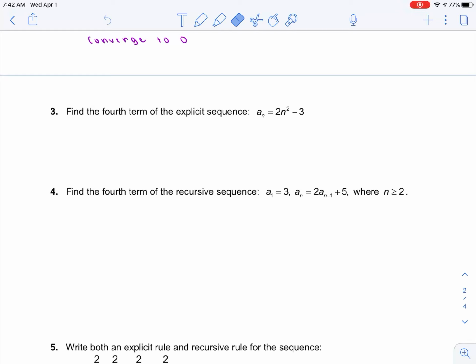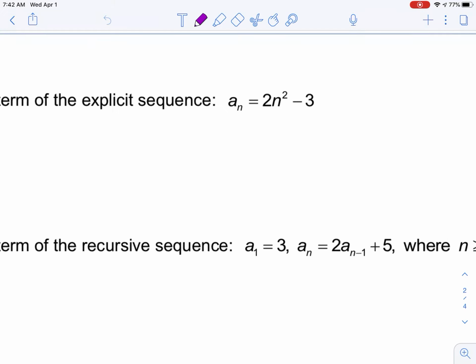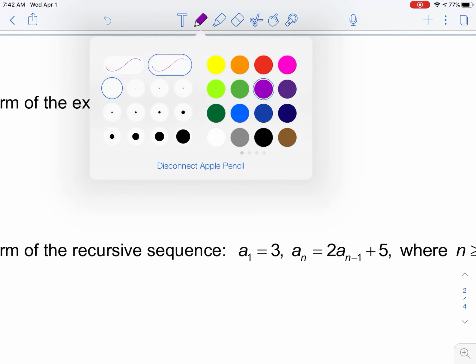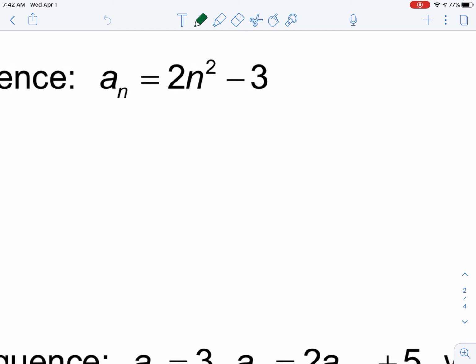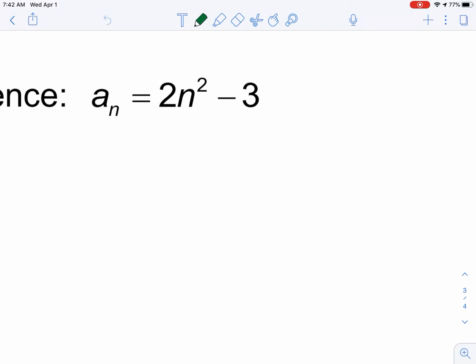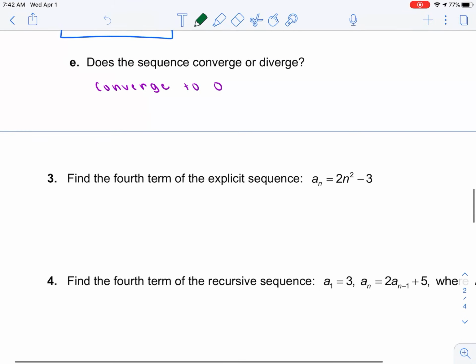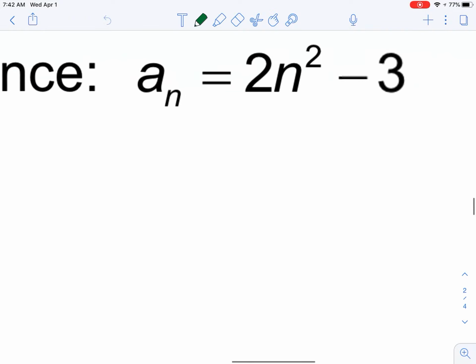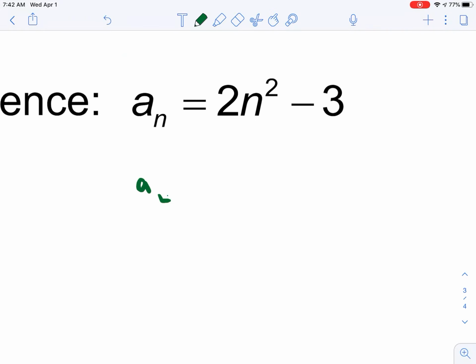The next two problems ask you to find a specific term given a specific type of sequence. Notice that for question 3, they are giving you an explicit sequence. Now, what's the difference? Well, when you think about it, with an explicit sequence, you don't have to know the third term to get the fourth term. That's recursive. So if I want you to directly find the fourth term, all you have to do is sub in a 4 for n, and then you can tell me what that fourth term is.